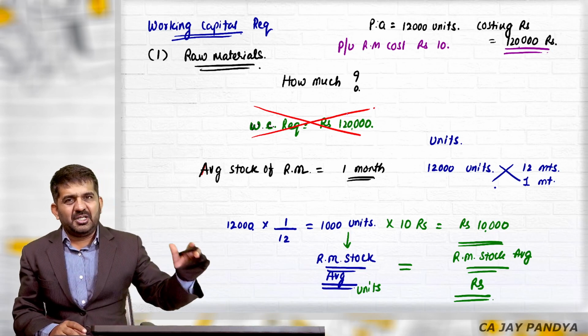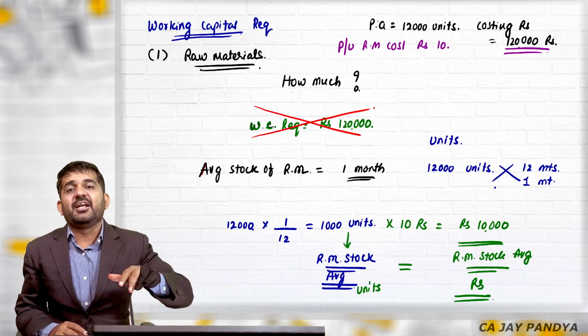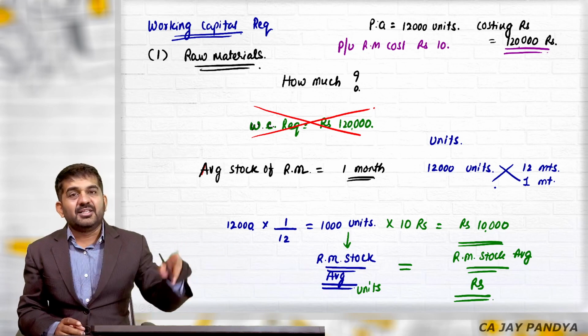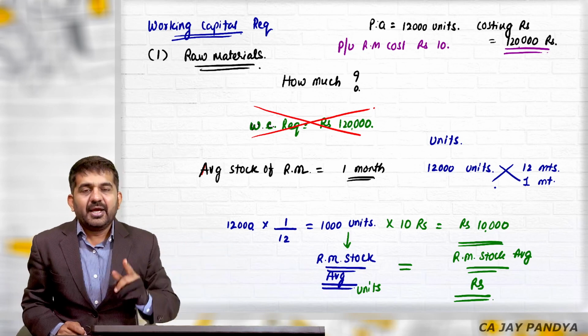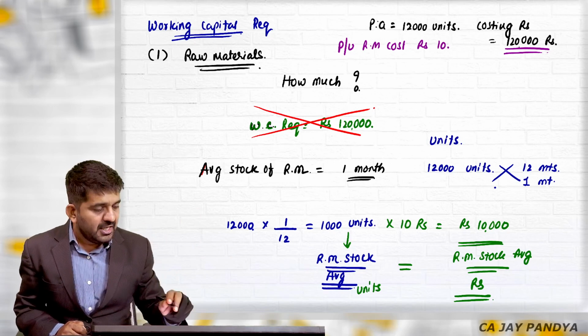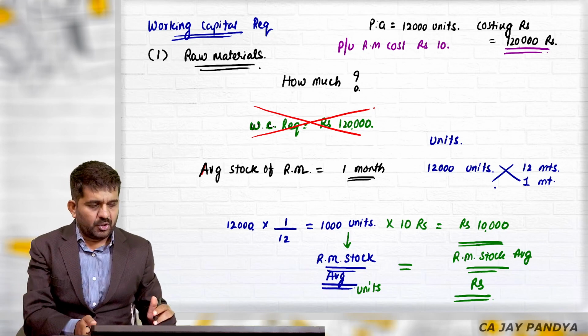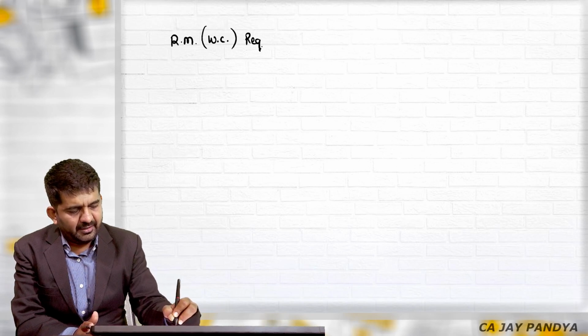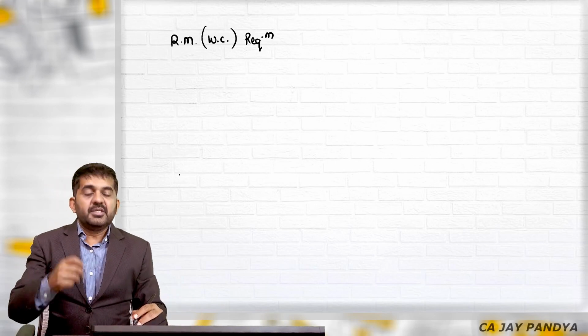Again, this raw material will be converted into WIP. Again, I will require raw material worth rupees 10,000 for the period of 1 month, and this will go in a cycle. And this also we are going to learn, the working capital cycle, in the same example itself. But right now concentrate. If someone tells you how much money will be required to carry your raw material, or in other words, what is your raw material working capital requirement in terms of money? See how I have found out.